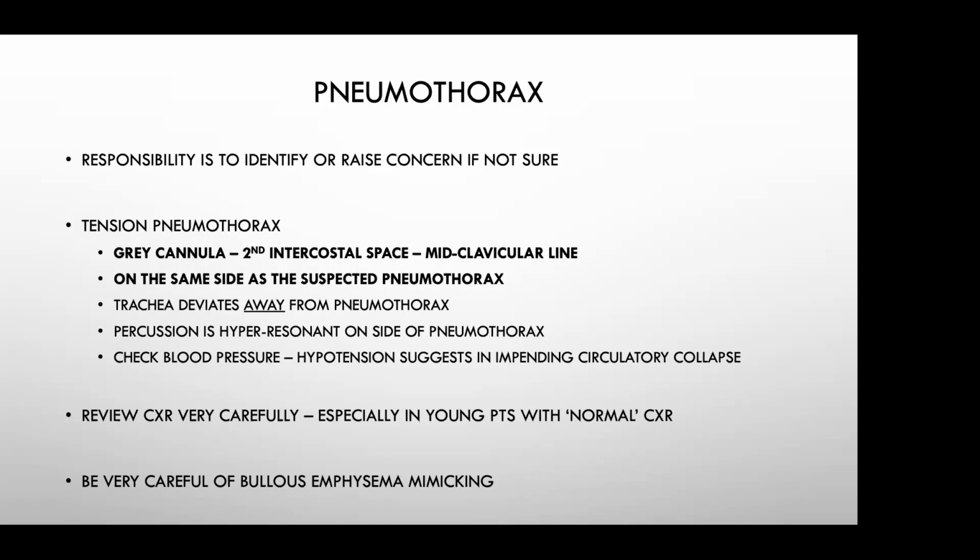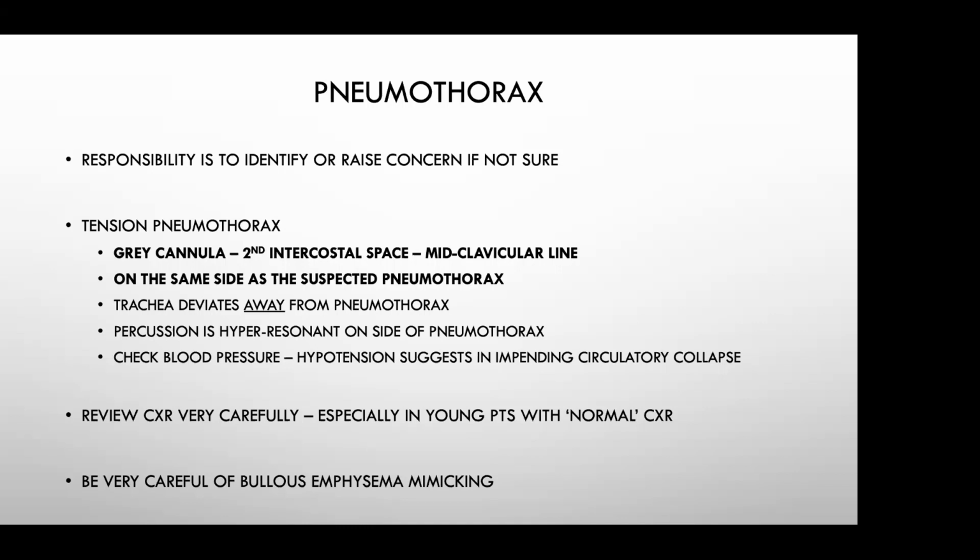So a tension pneumothorax is defined by tracheal deviation away from the pneumothorax and hypotension. If they're hypotensive, it suggests that it's a tension and they're about to arrest. It should be a grey cannula in the second intercostal space, in the midclavicular line, on the side that you suspect the pneumothorax in. Review all of your x-rays really carefully.